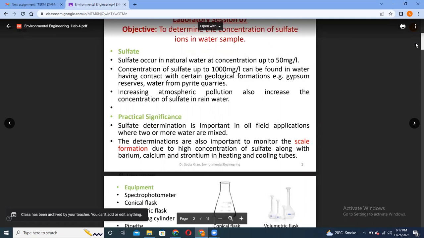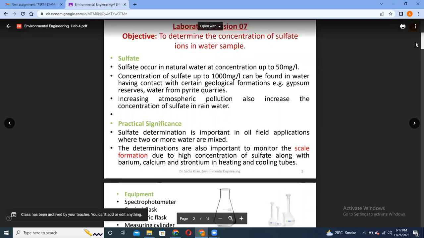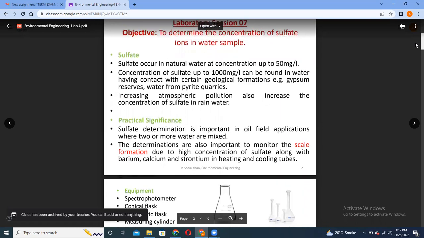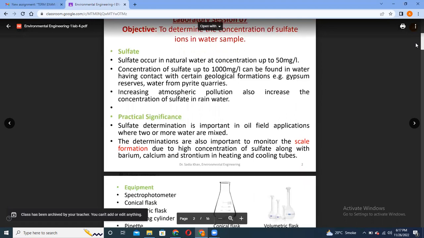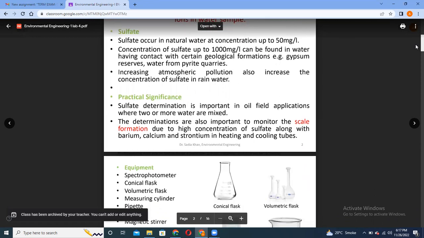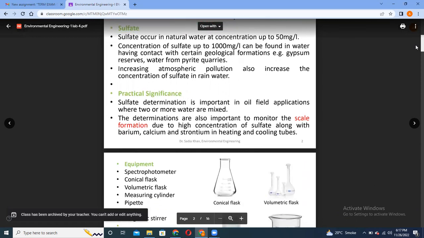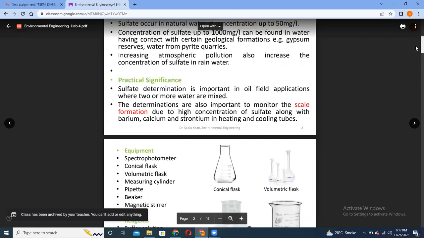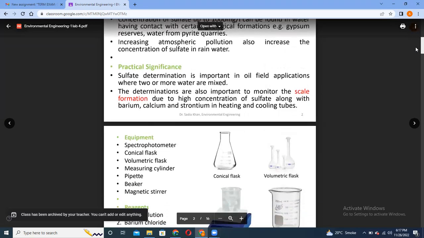Its practical significance: sulfate determination is important in oil field applications where two or more waters are mixed. The determination is also important to monitor scale formation due to high concentrations of sulfate along with barium, calcium and strontium in heating and cooling tubes.